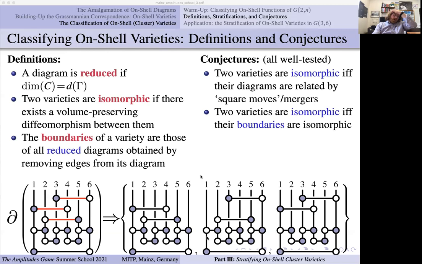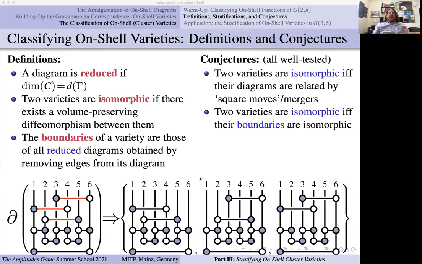But you can always go down deep enough into the boundary structure of a graph until every single diagram that you have is planar. If you go deep enough in the boundaries, if you remove enough edges, the graph will have a plane embedding, and it becomes a planar diagram with respect to some ordering of the external legs. It doesn't matter what the ordering of the external legs is, because there's a theorem that two planar on-shell diagrams are isomorphic, related by moves, if and only if the set of vanishing minors, the set of vanishing Plücker coordinates, are the same.